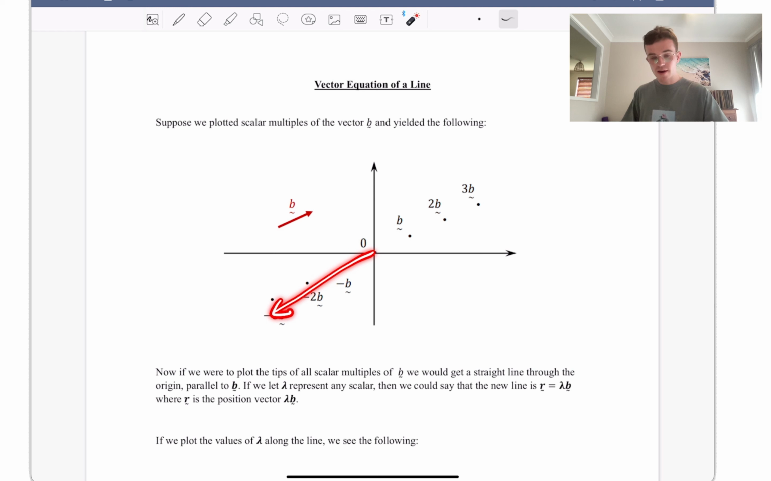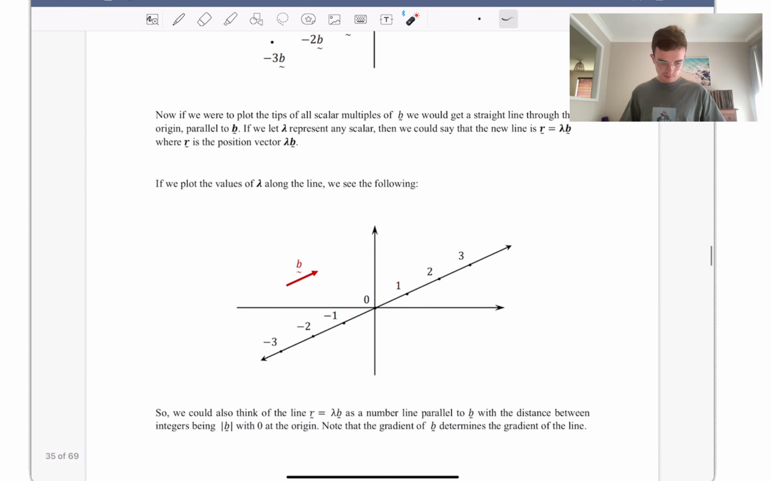This would be r is equal to minus 3b, which means any line, no matter the length, could be expressed as some lambda, some constant, times b. So if we were to plot all of the values of lambda along the line, we would see that obviously it would form a straight line. So we could think of the line r is equal to lambda b as the number line parallel to b with distance given being integer multiples of b. So that's telling us that the gradient of b determines the gradient of the line.